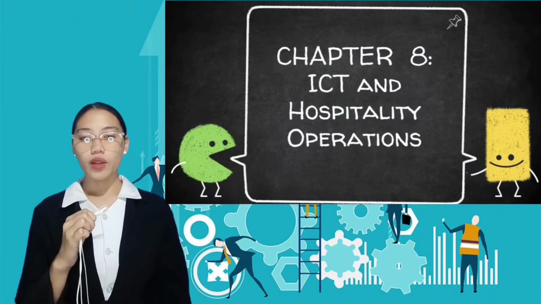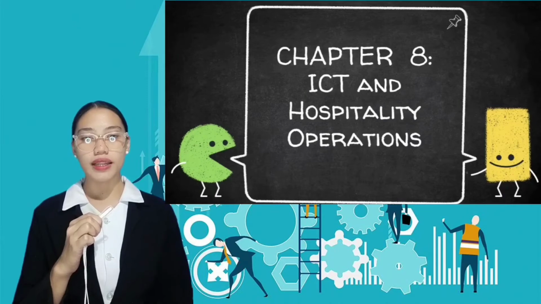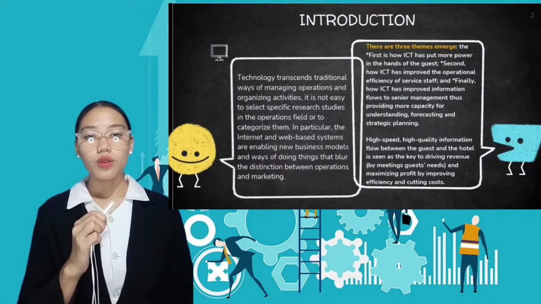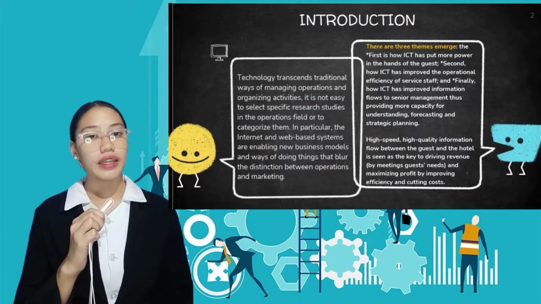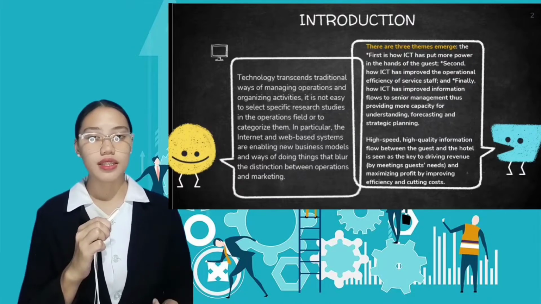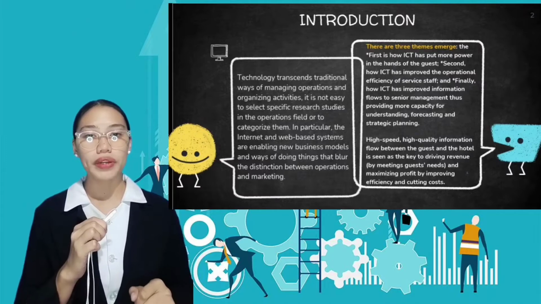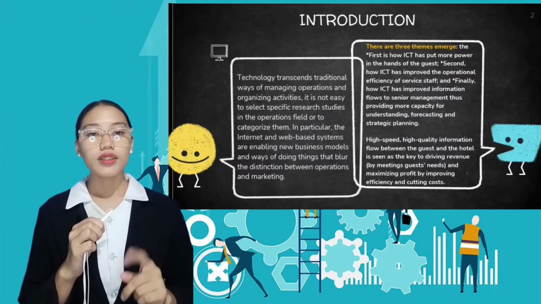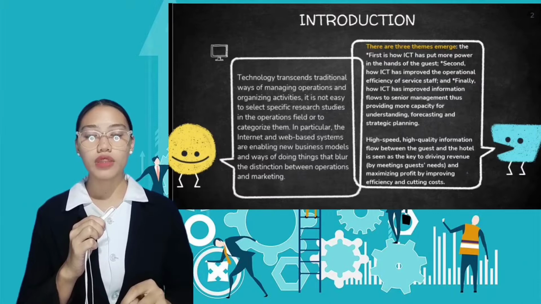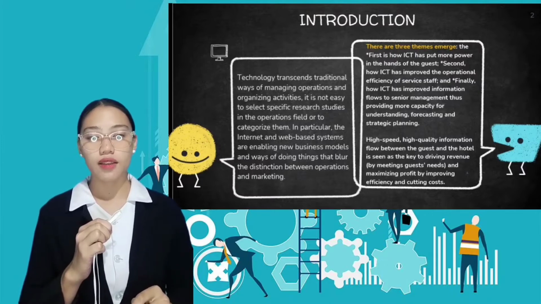Good morning, everyone. We are the group that will be reporting Chapter 8, which is entitled ICT and Hospitality Operations. We all know how much technology impacts our daily lives. The same with business. Technology has made a very deep impact on the more global aspects of business and industry. The traditional ways can ensure operations run efficiently. The internet and web-based systems are part of the technology.